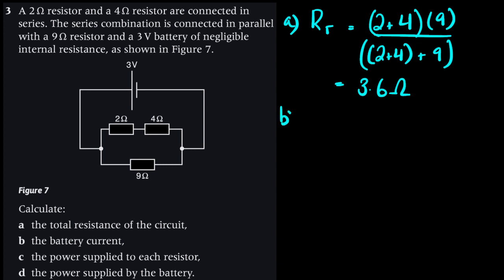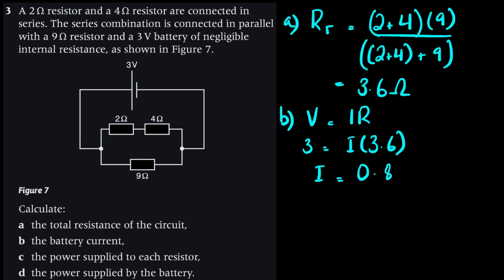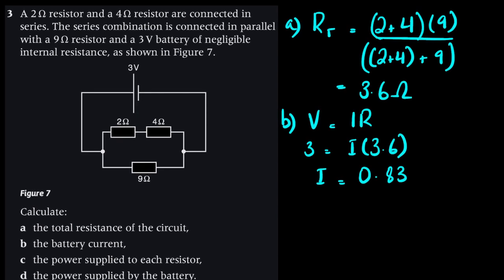Part B, the battery current. So we know that across this resulting resistance, we have a 3 volts potential difference appearing. So we can use V equals IR. So 3 equals I times 3.6. So the battery current then turns out to be 0.8333. So just to 2 significant figures, this will be 0.83 amperes.